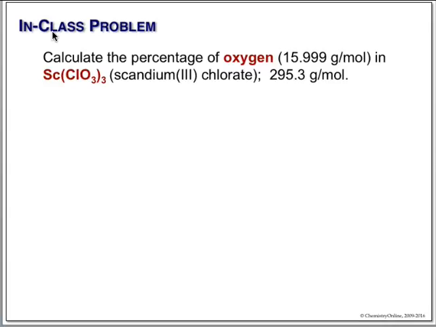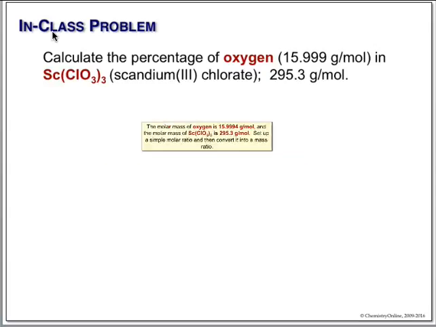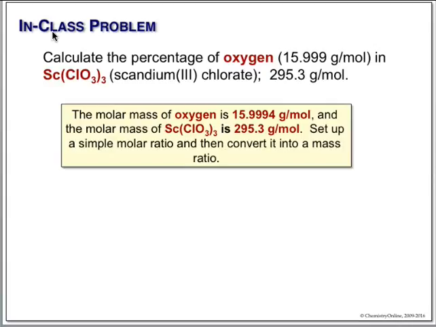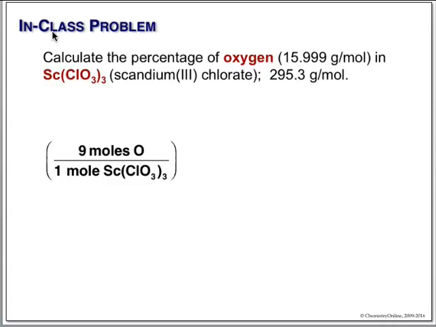So what's our percentage of oxygen? How many oxygens are in 1 mole of this stuff? Every chlorate has 3 of them, doesn't it? And we have 3 chlorates. So 3 times 3 is 9 oxygens. We have 9 oxygens, and each of them weighs 16. So we would write it this way. 9 moles of oxygen for every mole of this stuff. Simply 3 times 3.